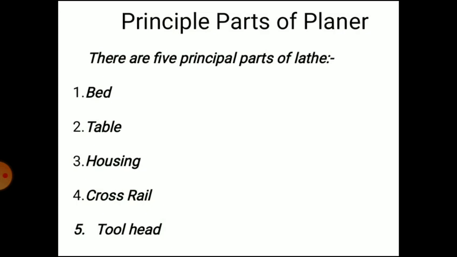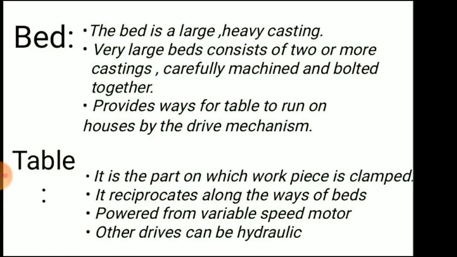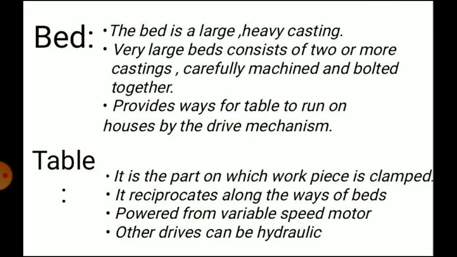So the principal parts of a planer are the bed, table, housing, cross rail and tool head. First is the bed. It is a box-like casting. It supports the columns and all other moving parts. Guideways are provided on the bed for the table to slide on.